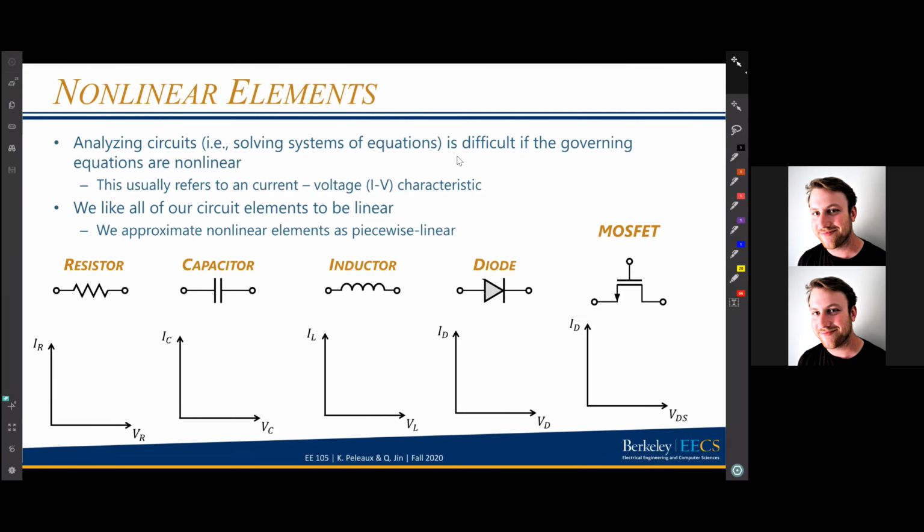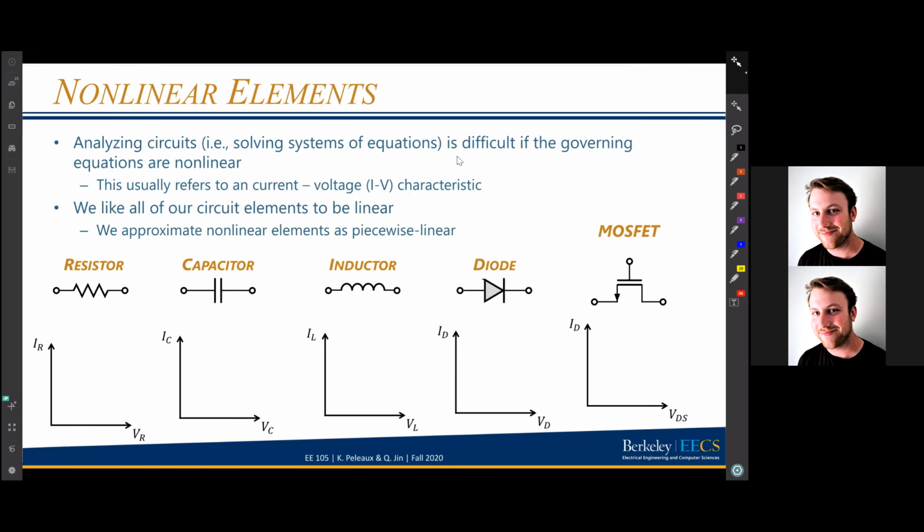And so oftentimes we take our linear elements for granted. So our resistors, our capacitors, our inductors. And that's because analyzing circuits is really, really difficult if we don't have linear elements. That's because when we analyze circuits, what we're really doing is solving systems of equations. Now, only thinking of circuits as systems of equations can be dangerous because you can lose some intuition. But at its core, the operation of solving a circuit is just solving a system of equations.